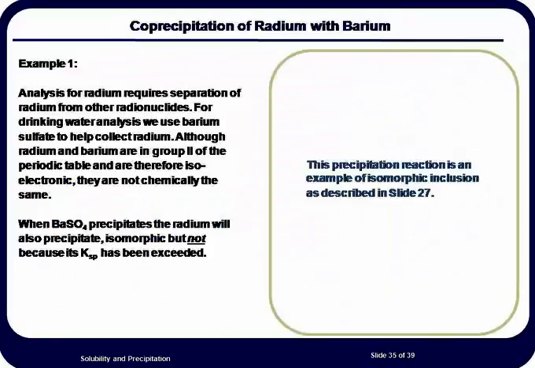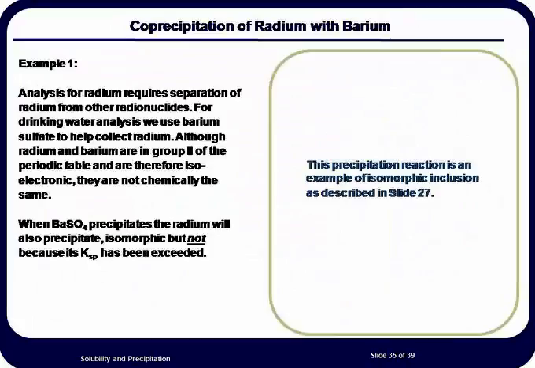Analysis of a drinking water sample for radium requires that we use about 1 liter of sample. In order to isolate and remove the radium from the solution, a pre-concentration mechanism is needed. The radium mass concentration is so small that its K sub sp would never be able to be exceeded.